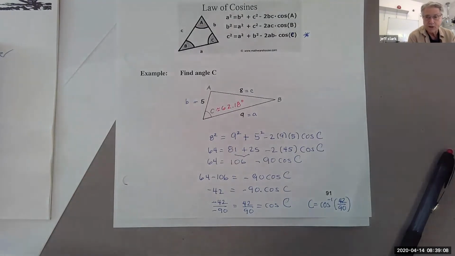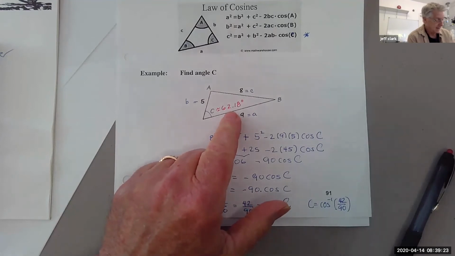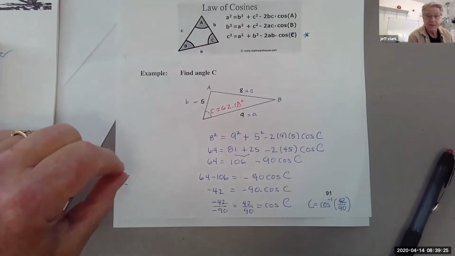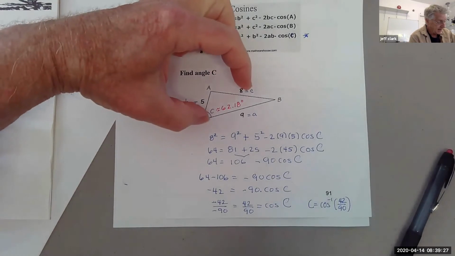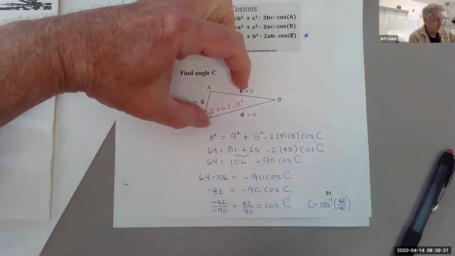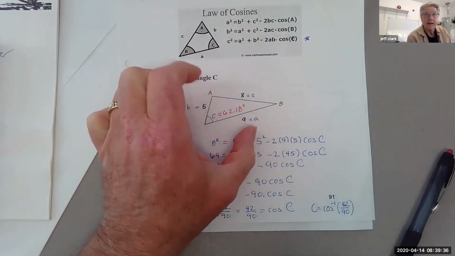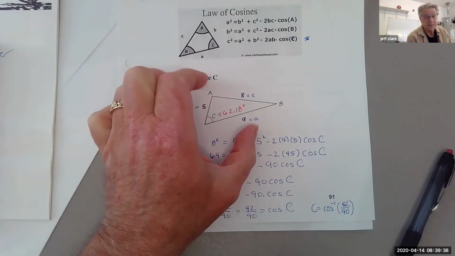Or once you start with the law of cosines, you can jump right into the law of sines and finish up the problem. What did I just say? Well, I have an angle right now. It's an approximation, but I have an angle at least. I could use law of sines to finish up the problem. Law of sines requires that I have a corresponding angle and a side, which I do now. So then I can find angle A using law of sines.